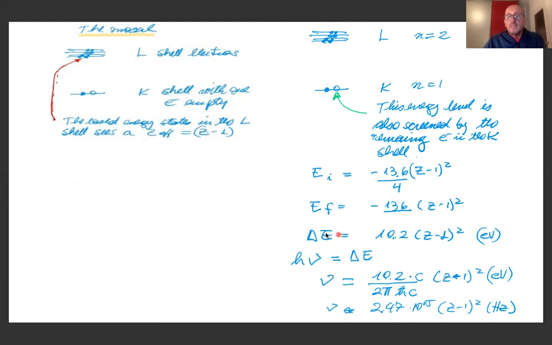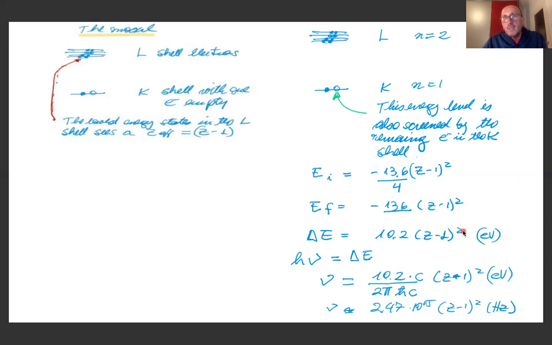It produces that the delta energy, E final minus E initial, is the difference between these two things. I mean, the final energy plus the energy of the photon should be equal to this, okay? So what is the energy of the photon? The energy of the photon I call delta E. Delta E is equal to this difference, which is 10.2 electron volts times (Z minus 1) squared.